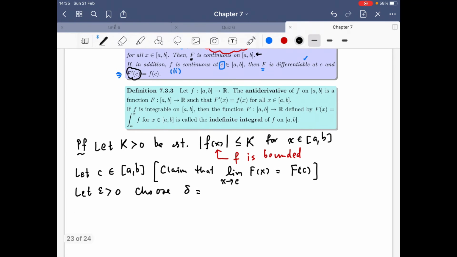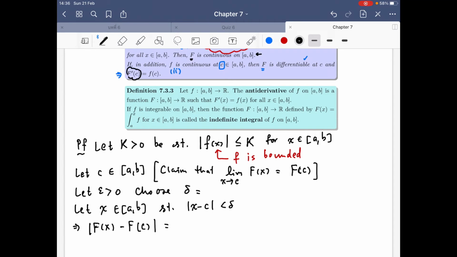We let all the elements x in this closed interval from a to b be such that x and c are not too far away, so the absolute value of x minus c is less than delta. Then we must calculate the difference between F of x and F of c, which is simply the integration from a to x of f(t) dt minus the integration from a to c of f(t) dt.